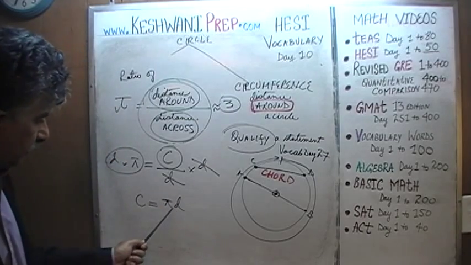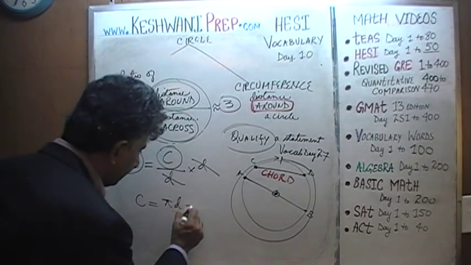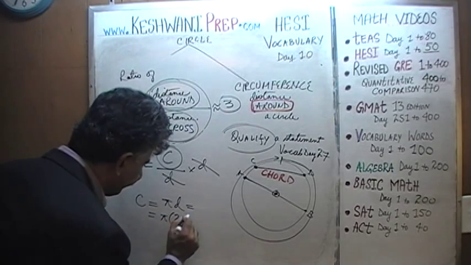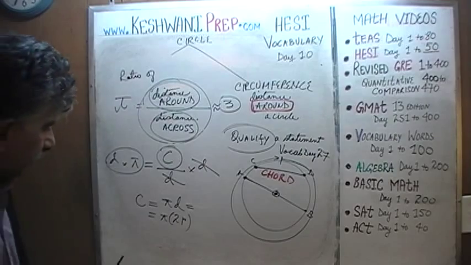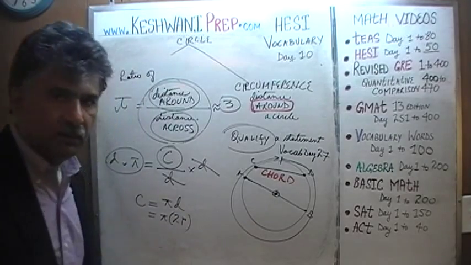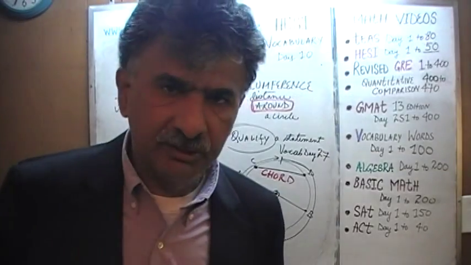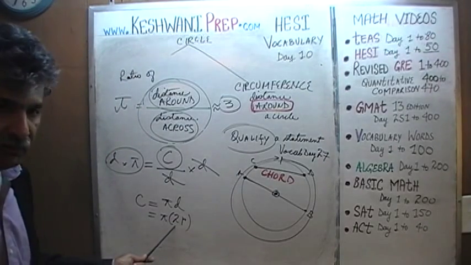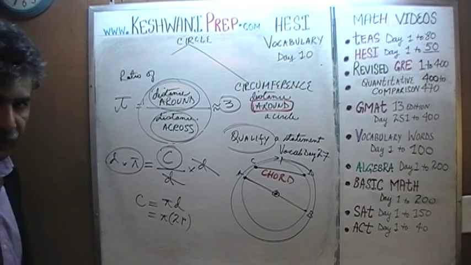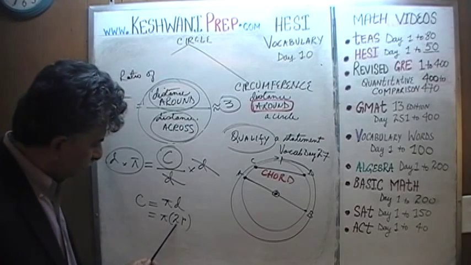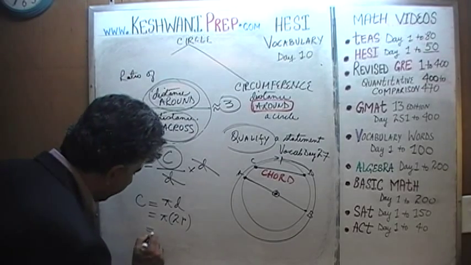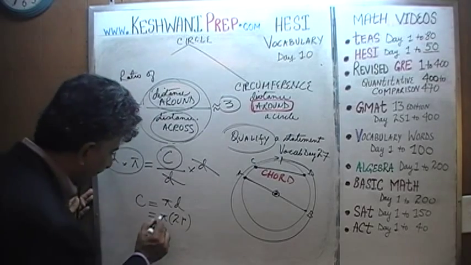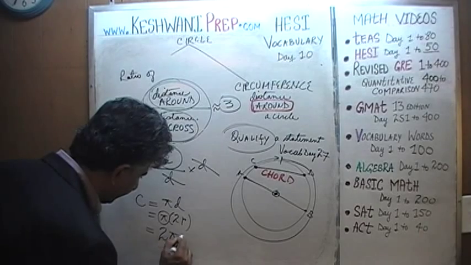And of course, diameter is simply 2 times r. Now the convention dictates that if we have something like this, we have to put the numerical value first, then the constant, then the variable. So this pi times 2 times r is written as 2 goes first because it's the numerical value, then the constant, which is pi, and then the r.